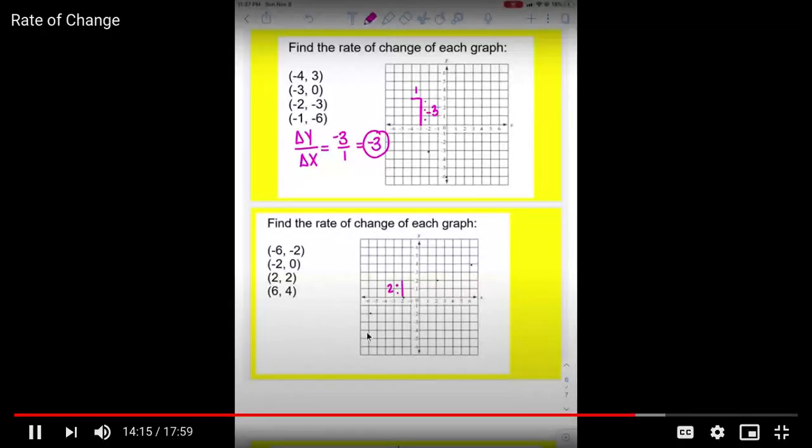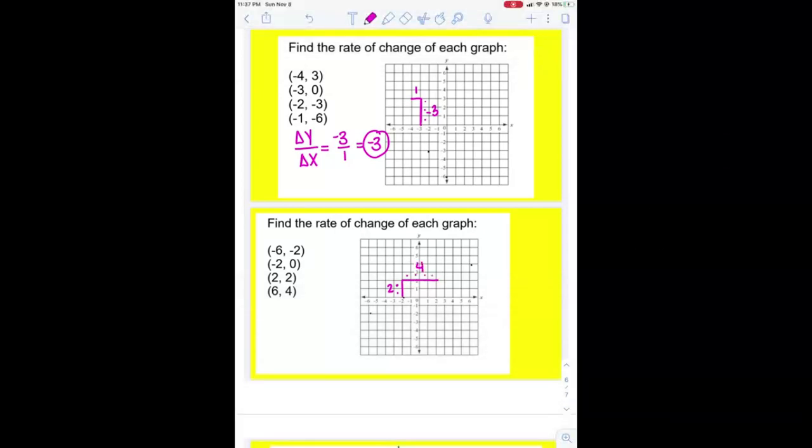So here, my rise is a positive 2, and my run is a positive 4. So I'm going to do my change in y over my change in x, to get my slope or my rate of change. Okay, so rate of change and slope are the same thing. So I put my change in y, which is 2, over my change in x, which is 4, to get 1/2 as my rate of change. So you can get fractions as your rate of change. That is completely okay if that happens.